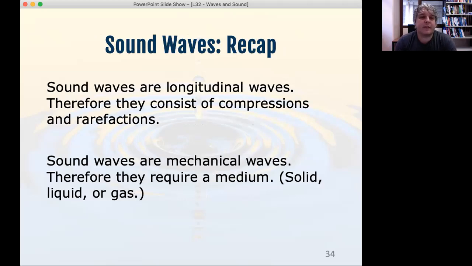So to recap, sound waves are longitudinal waves. So the air particles are vibrating in the same direction as the wave motion. Waves traveling this way, the air particles are going to be oscillating in that direction as well, parallel to that. They consist of compressions and rarefactions, which are like high pressure and low pressure, or high density and low density, or just bunched up and spread out, however you want to think of them. Sound waves are mechanical waves, therefore they require a medium.